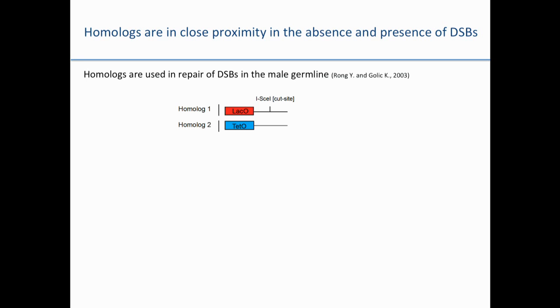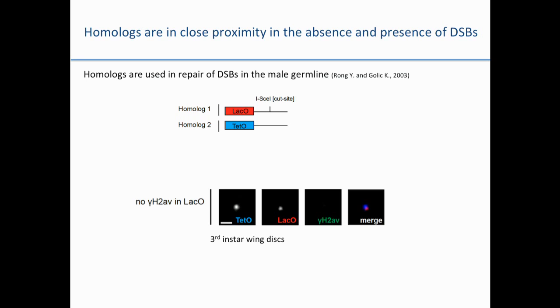So to look at whether the homologs are actually paired when we induce a double-strand break, we developed a different system. On one homolog, we introduced a set of lac-O repeats next to an I-CreI cut site, and on the other homolog, we introduced a set of tet-O repeats. And then if we do FISH in the absence of any breaks, in blue it's the tet-O, and in red it's the lac-O. You can see that they are very close together, the two homologs.